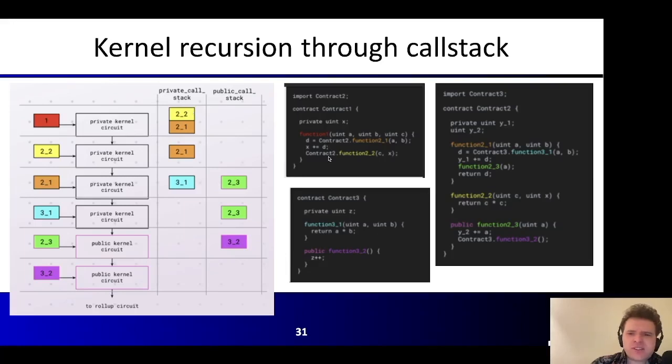Sorry, is it first in, first out? No, it's last in, first out. So in the second iteration of the kernel circuit, we're going to be executing the call to 2.2, which, you can see, doesn't have any additional calls, so now the call stack is wound back down to 2.1.